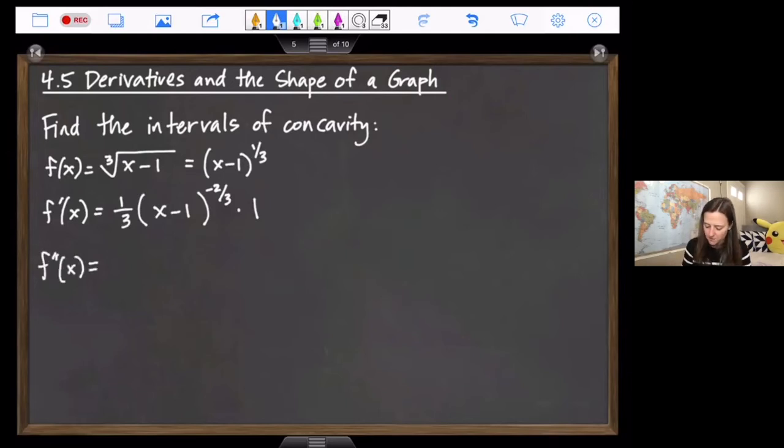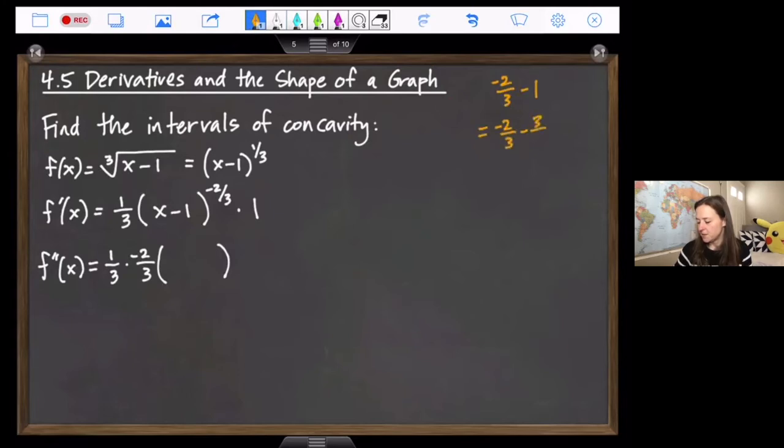The 1/3 is going to go along for the ride, and we're going to bring down the -2/3. So we're going to have times -2/3, leave the inside function alone. We're going to subtract another 1 from negative 2/3. So again, if you need to, always come do your scratch work. Negative 2/3 minus 3/3 gives us negative 5/3. All right, so our exponent is negative 5/3. That was the derivative of the outside function. Leave the inside function alone. And again, multiply by 1.